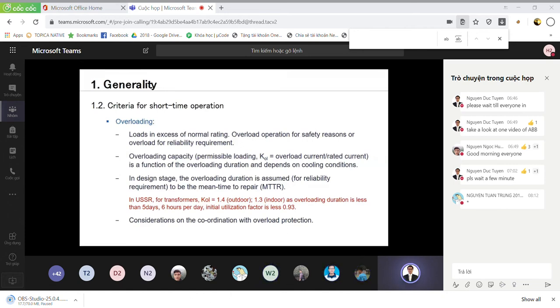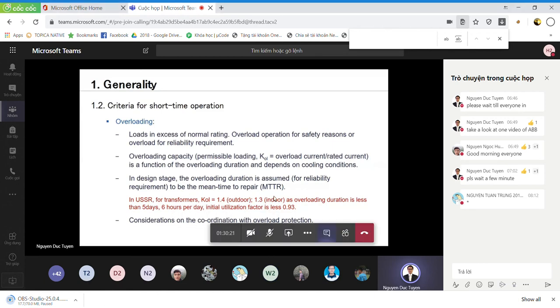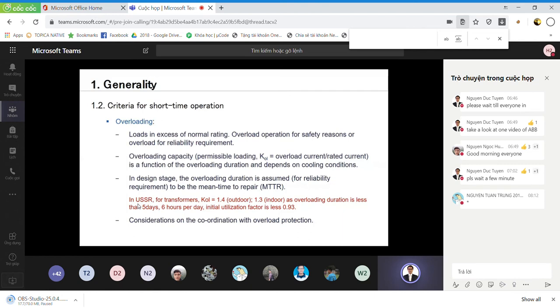Actually, in my point of view, a lot of things need to be discussed in this one. Even if you somehow understand, maybe it's not really clear in the mind. Even for me, if you don't have enough knowledge, some words in the text here are difficult to understand. For example, the condition for the transformer overload is 1.4 outdoor, so what is the reason the indoor is smaller, 1.3?